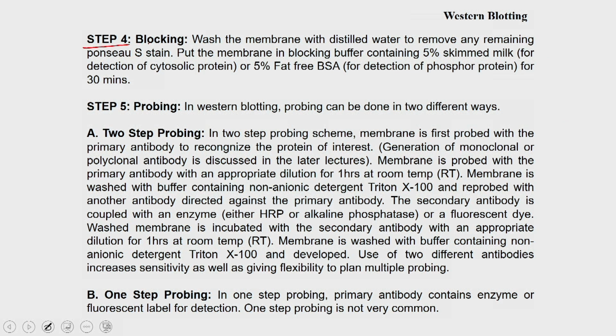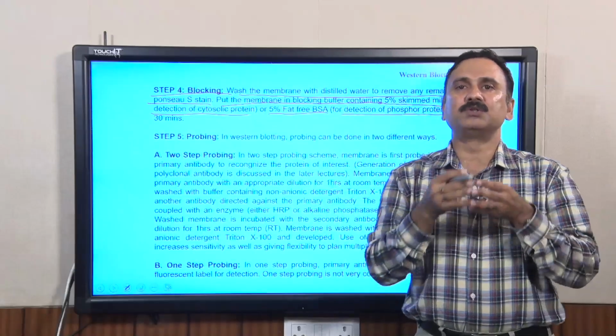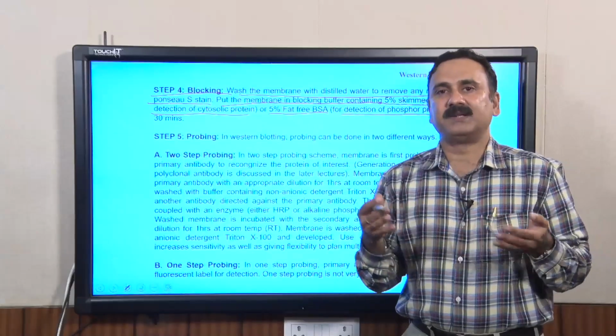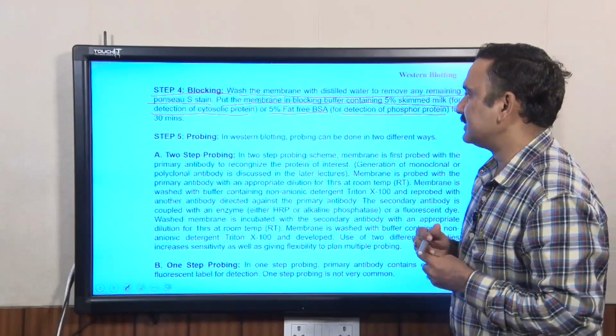Now, in step 4, once your transfer is over, you wash the membrane with distilled water to remove any remaining Ponceau S. Put the membrane in blocking buffer containing 5% skim milk if you are detecting a cytosolic protein. If you are detecting a phosphorylated protein, then you can add 5% fat-free BSA, because skim milk also contains a lot of alkaline phosphatase and some other phosphate molecules. So, if you use milk as a blocking agent, you may get artifacts in the detection of phosphorylated proteins.